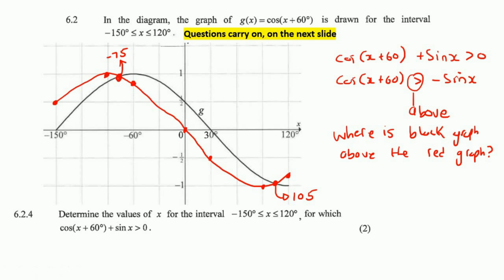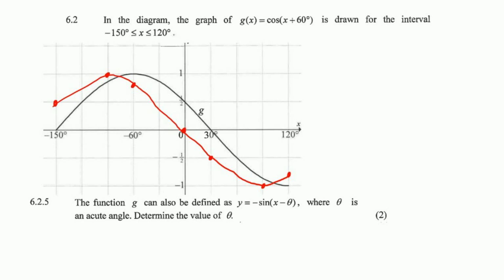So where is the black graph on top? Well, that would be over here, all the way up to there. That's where the black graph is on top. So if we had to now go answer that, we could say that x must be bigger than minus 75. We won't include it because they haven't included it here. And then it goes all the way up to this point, which is 105. Now, if you want to use interval notation, you could just say x is an element going from negative 75 up to 105, like that.